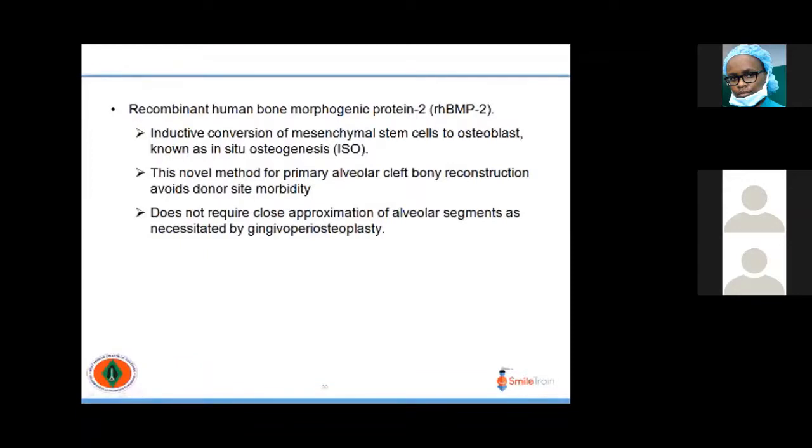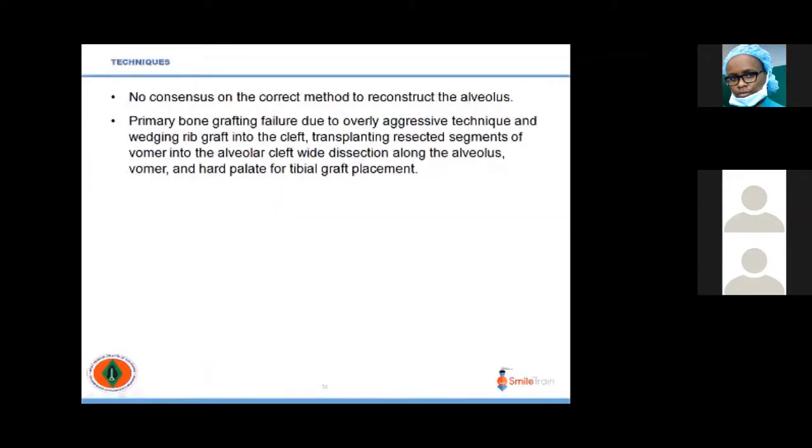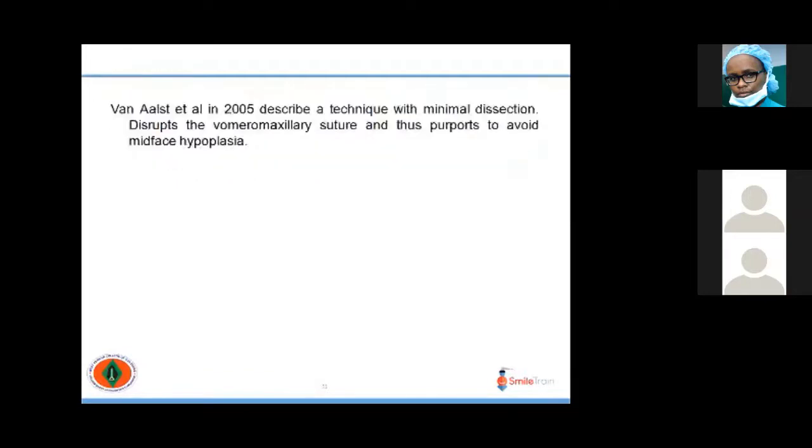There is no consensus on the correct method to reconstruct the alveolus; it depends on what you are using in your own area of practice. Primary bone grafting failed due to overly aggressive technique: wedging rib graft into the clefts, transplanting resected segments of bone into the alveolar cleft, and wide dissection along the alveolar bone and the hard palate for tibial graft placement. This was why failures occurred when primary alveolar bone grafting was carried out before. Some researchers still prefer primary alveolar bone grafting compared to secondary alveolar bone grafting.